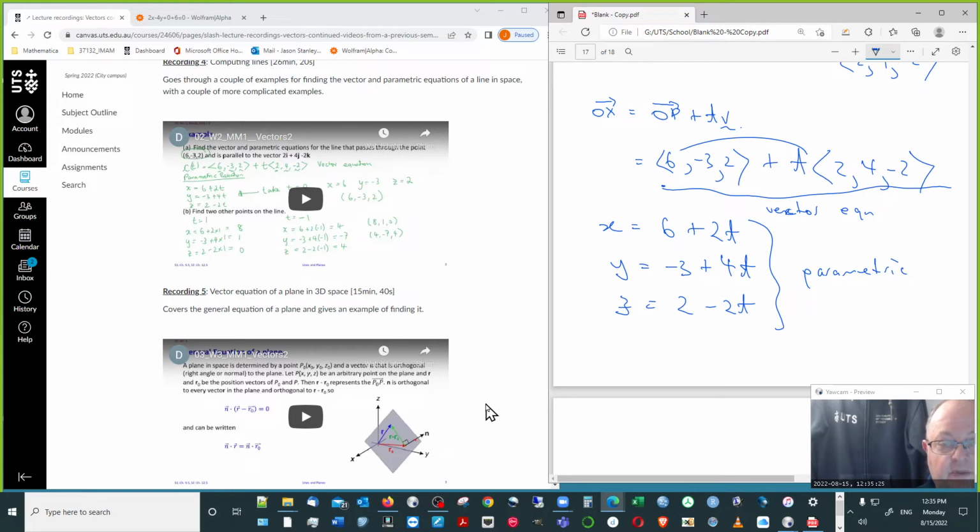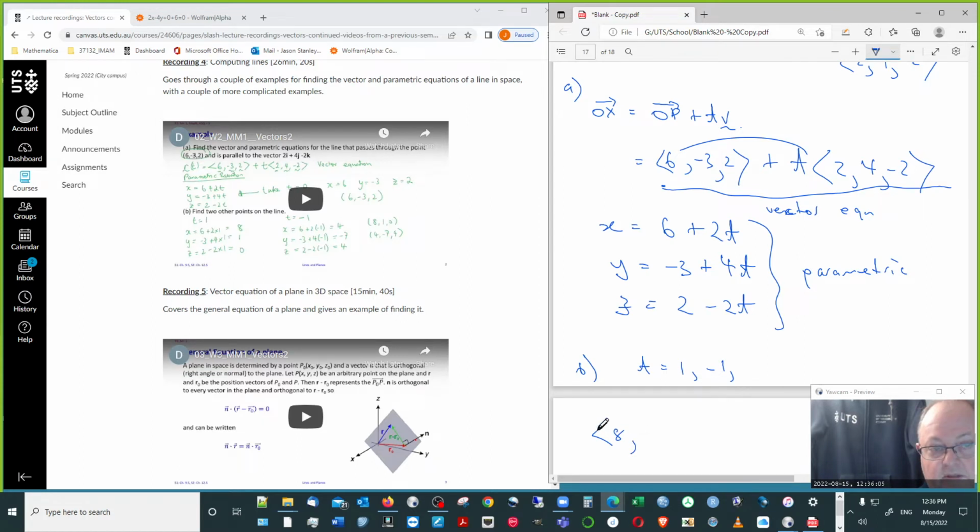And then it says find 2 other points. So that was A, and then B says find 2 other points. What 2 other points? Well, you decide. You can make it up. So what would be the t? In the example that's on the screen there, 1 and -1. And so if you substitute t into those, you'll get x is 6 plus 2, which is 8.